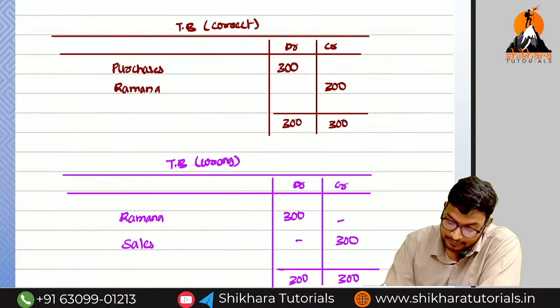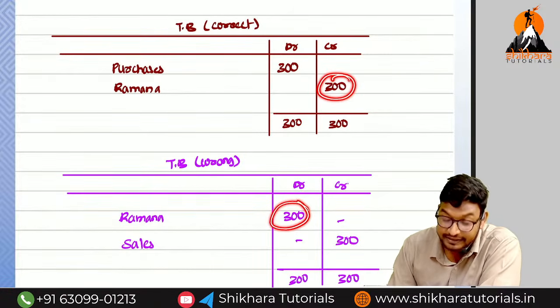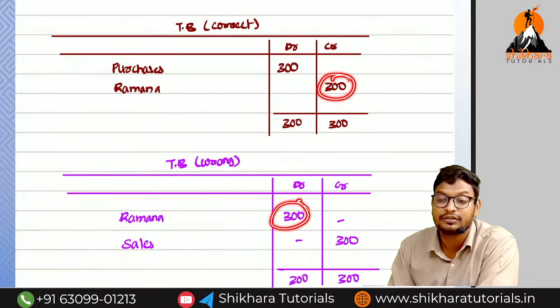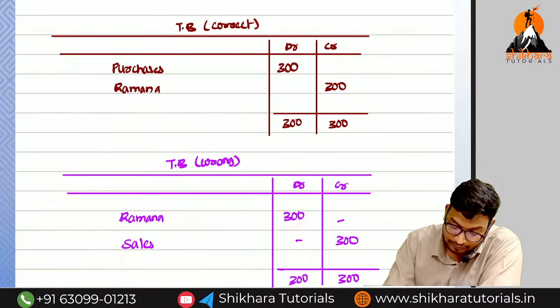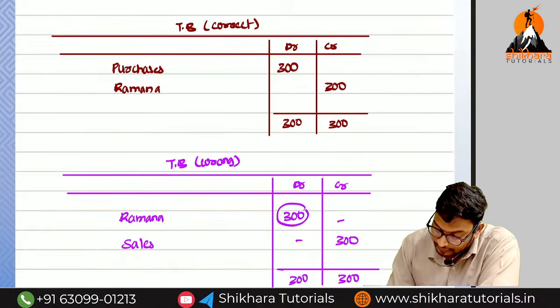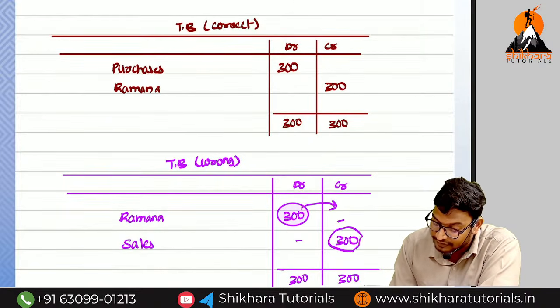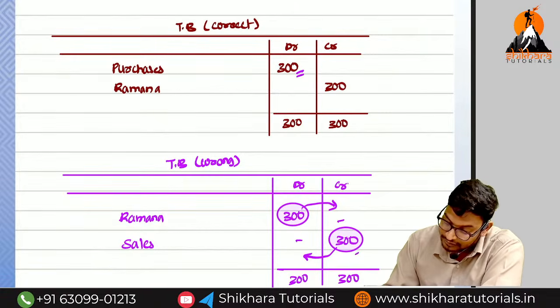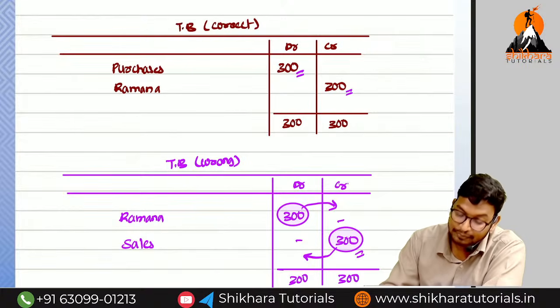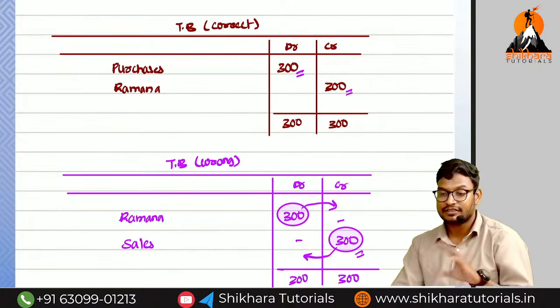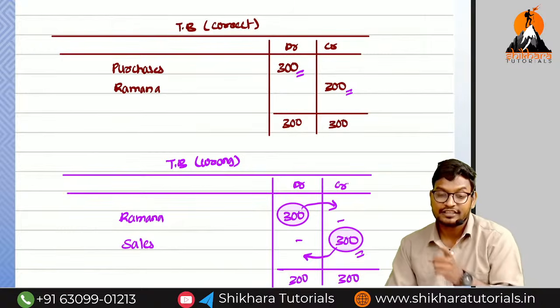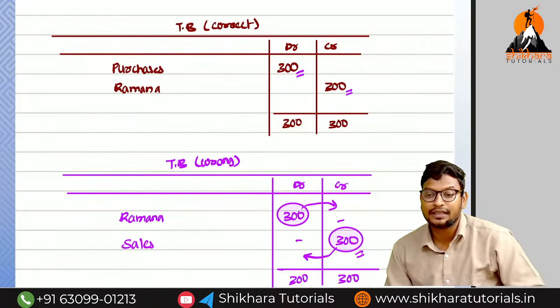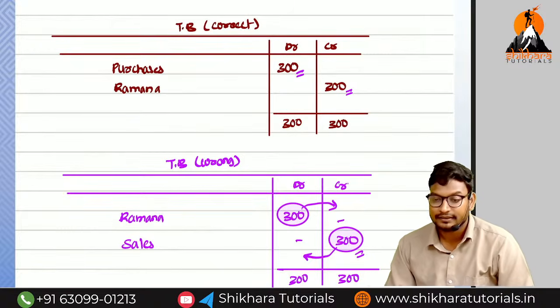Why strike it off? Which side should be there? Sorry, Ramana should be there on the credit side, but which side was he presented? He was presented on the debit side. Okay, so what we need to do is strike it off and transfer to the opposite side. So this one also we are going to strike it off and transfer to the debit side. So purchase should be debited, and sales should be debited. In the credit side, Ramana, how much should be there? As per the correct thing 300, as per the wrong thing 300. What is the total amount? 300 plus 300, 600 rupees.